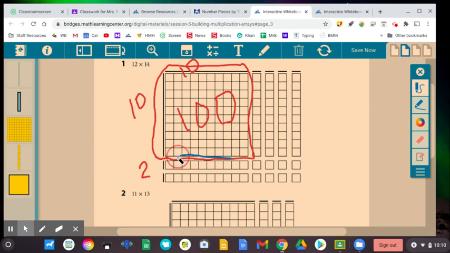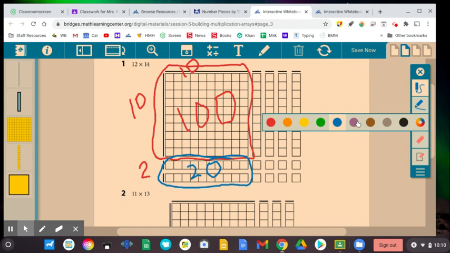So you can see that we have this group. And it is 10 times. See the 10 up on top? The 10 is showing us that there are 10 across, even down here. So 10 times 2 is 20. Now we're going to look at this group over here. Let's pick a different color again. Okay, so we have 1, 2, 3, 4 of them.